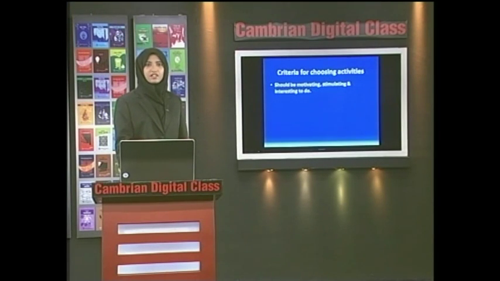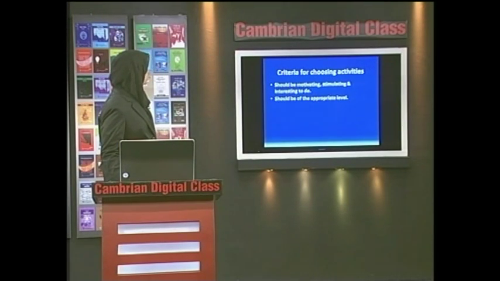Then the second criteria, it should be of the appropriate level. Okay? Is it adjustable to your level? So suppose if you are a beginner when you are learning a language, what level should you choose for your activity? Should you choose the advanced level? No, because if you are a beginner choosing the advanced level, it will be quite hard for you. And if it is quite hard for you, you will not be motivated, right?